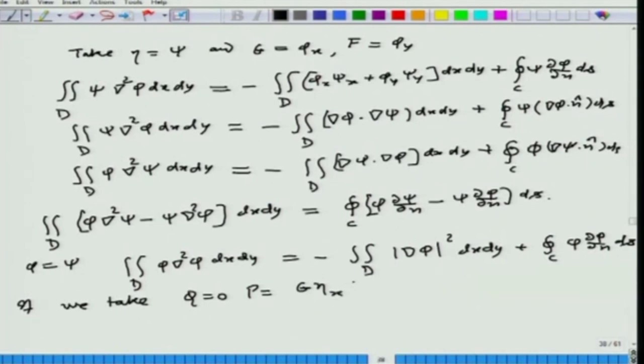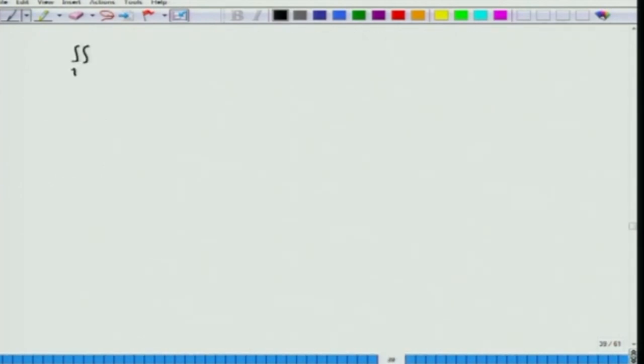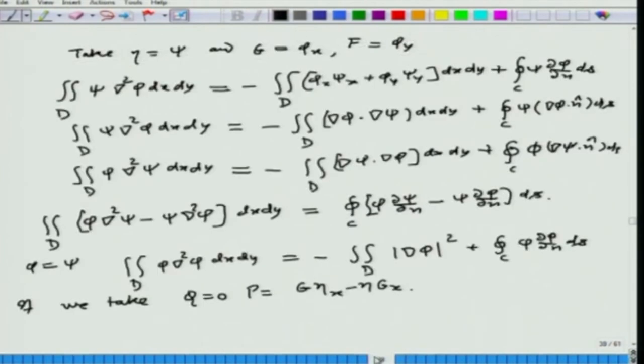Eta x minus eta g x. Then we substitute here p equal to g eta x minus eta g x and q equal to 0. So we get the following: the integration over D of g del 2 eta by del x 2 dx dy is equal to the integral over D of eta del 2 g over del x 2 dx dy plus the boundary integral over C of g eta x minus eta g x dy, because we have chosen q equal to 0 here.